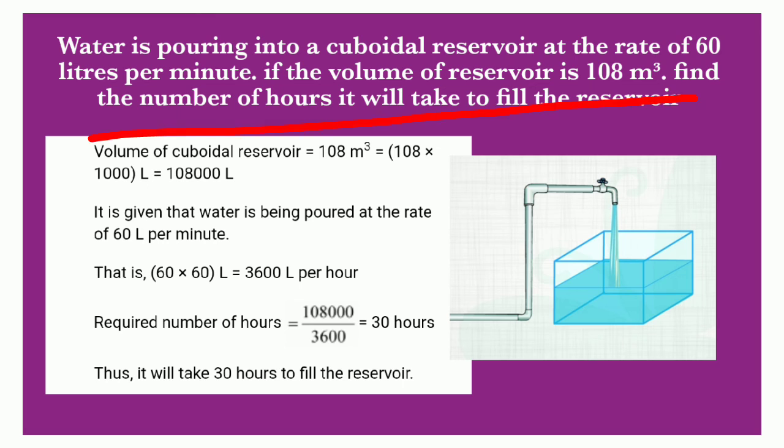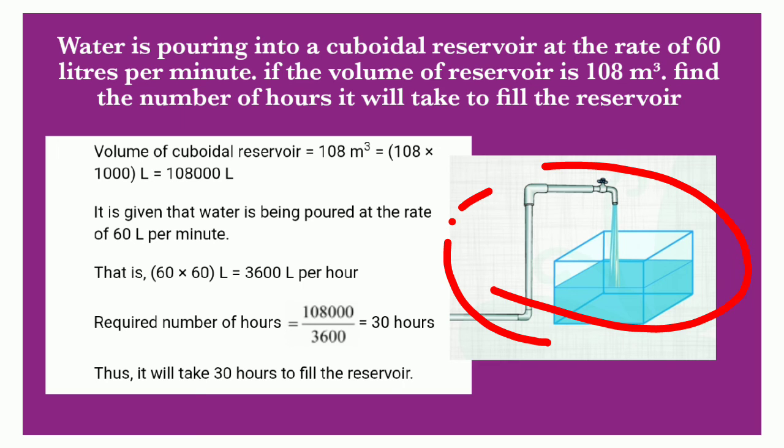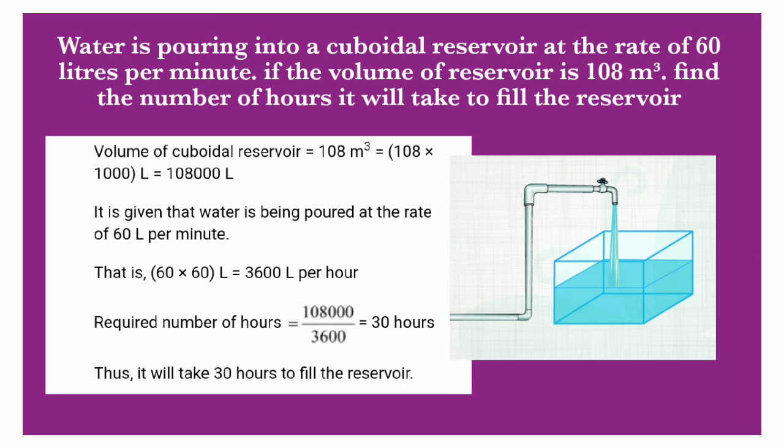Then one more question. Water is pouring into a cuboid reservoir at the rate of 60 liter per minute. If the volume of the reservoir is 108 meter cube, find the number of hours it will take to fill the reservoir. So given that one reservoir, its shape is cuboid, so its volume is given, that is 108 meter cube. So we have to convert this meter cube into liter. So how to convert? Multiply 1000 to the 108.